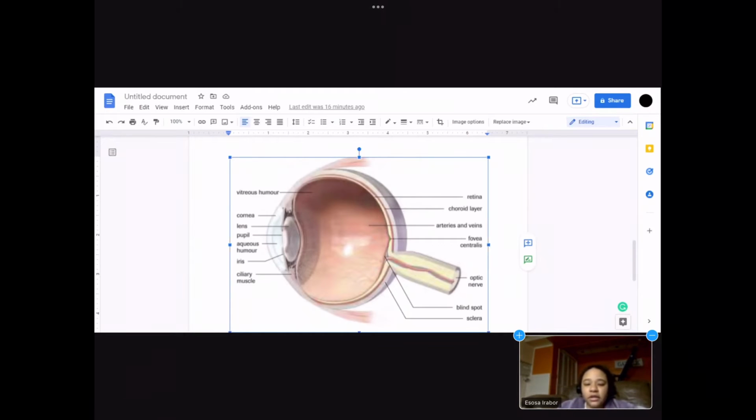Now, behind the periphery part of your vision, we call it the blind spot because there's actually no rods or cones to identify anything that's going on.